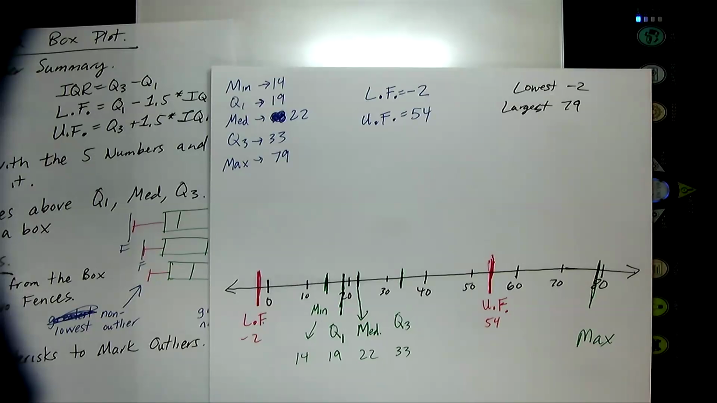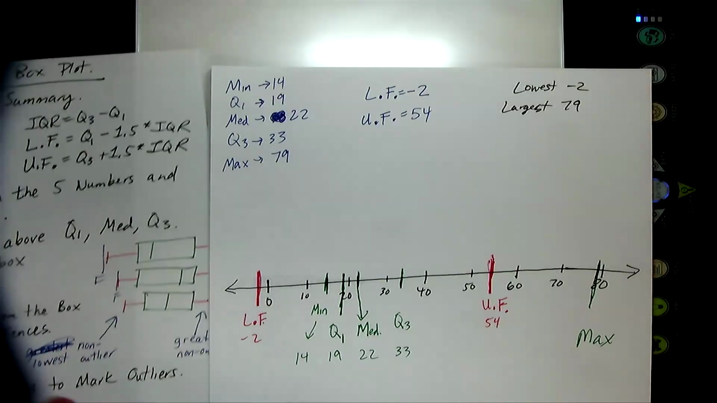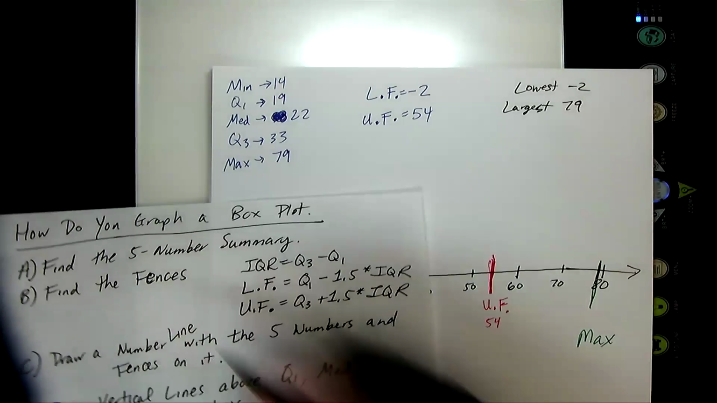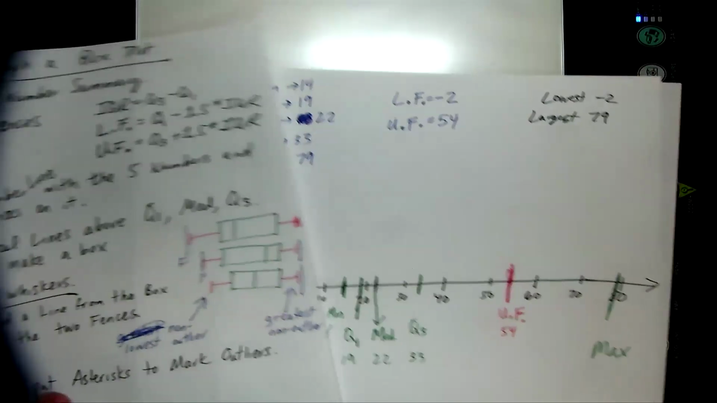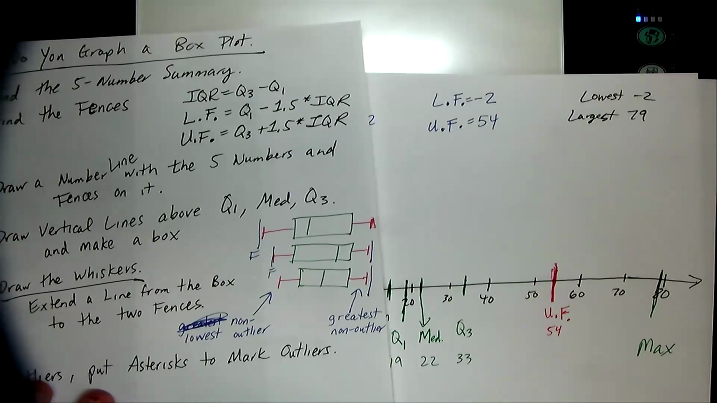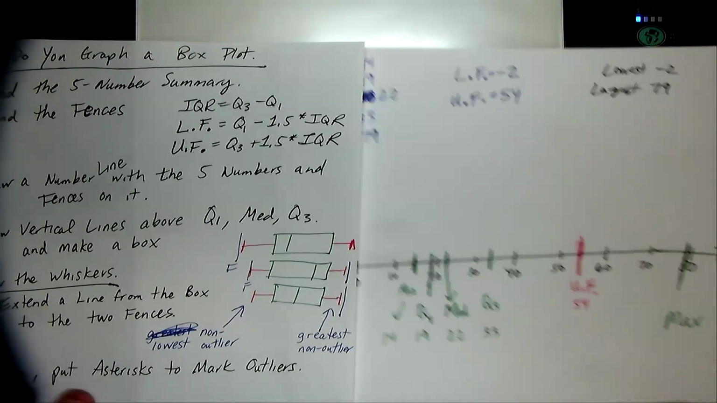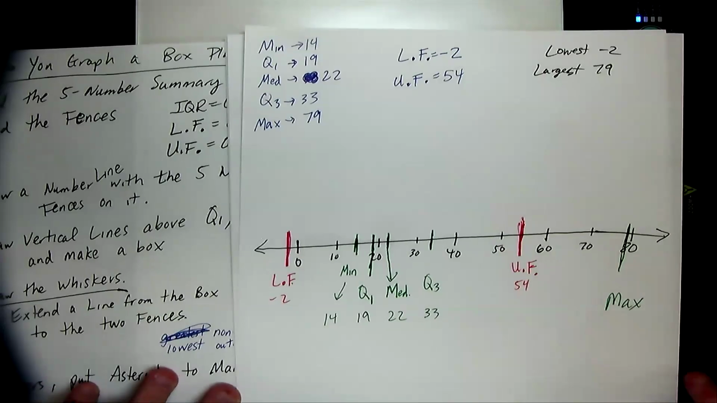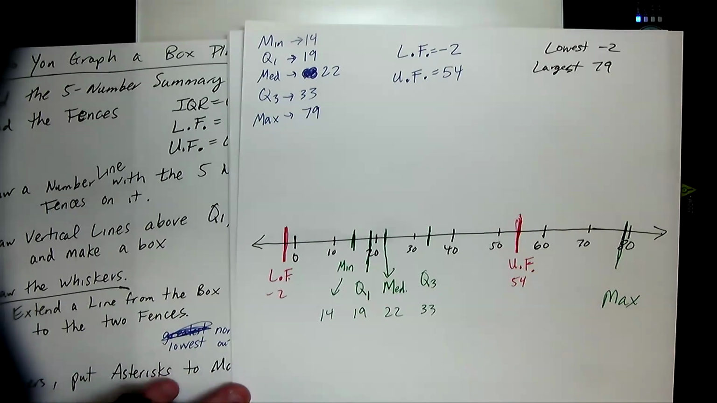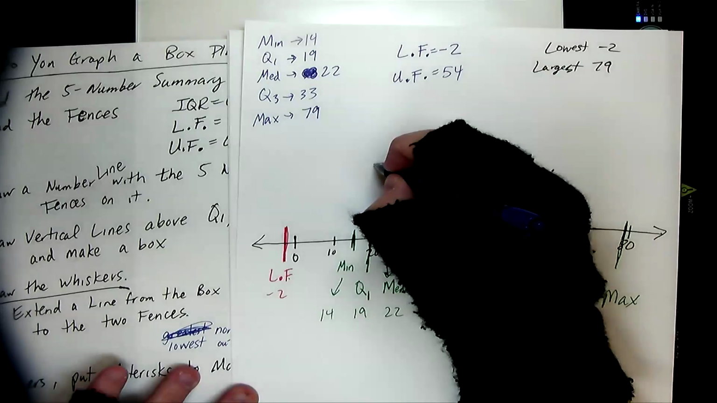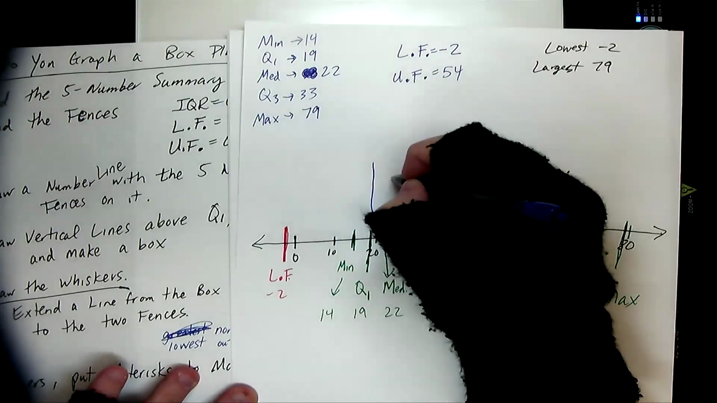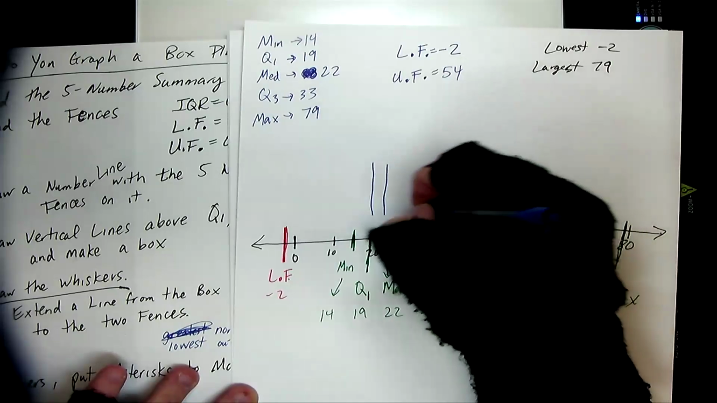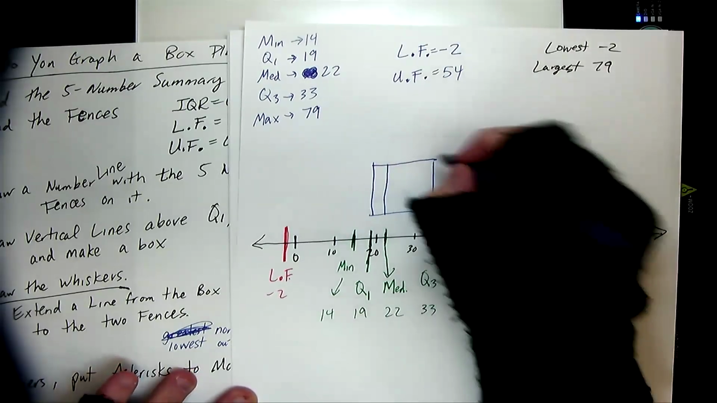Okay, that should say draw a number line. I said that out loud and then I didn't write it. Draw a number line. And then what we do is we're gonna draw vertical lines above Q1, median and Q3. And we're gonna connect them and make a box.